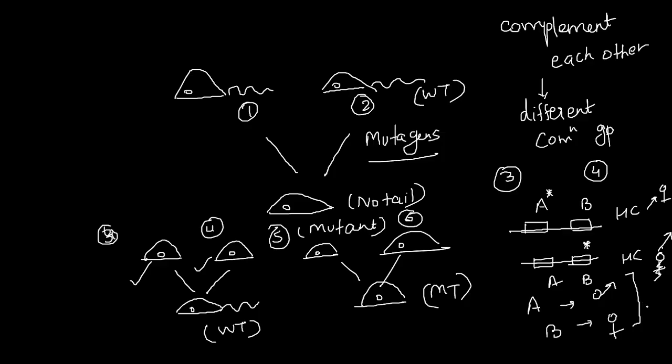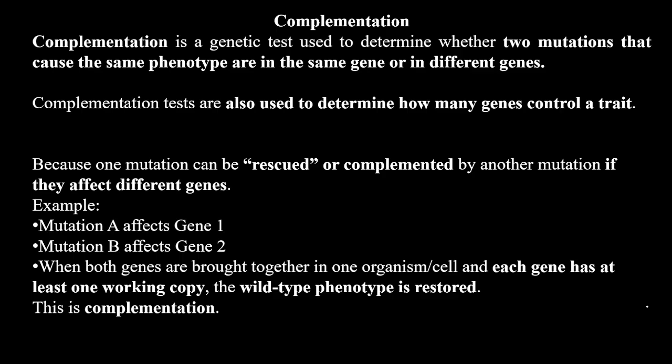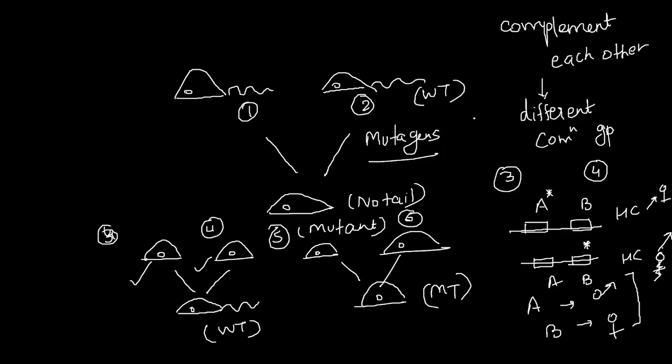Okay, so now coming again, if you want to see whether the two mutations that cause the same phenotype are on the same gene or on different genes, in this case you can see the tail formation is caused because of two genes, not because of a single gene. And how many genes are controlling the trait? Two genes are controlling that trait. So that is why the complementation experiment is done.